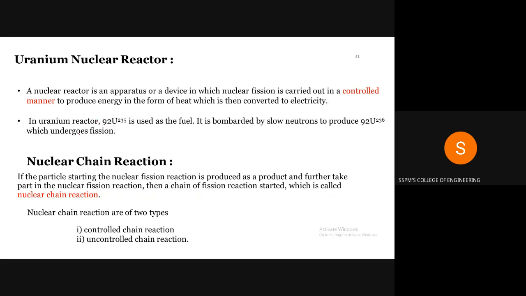In a nuclear reactor, uranium-235 is used as the fuel. It is bombarded by slow neutrons to produce uranium-236, which undergoes fission.